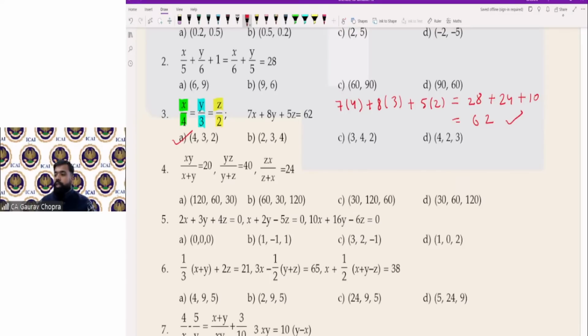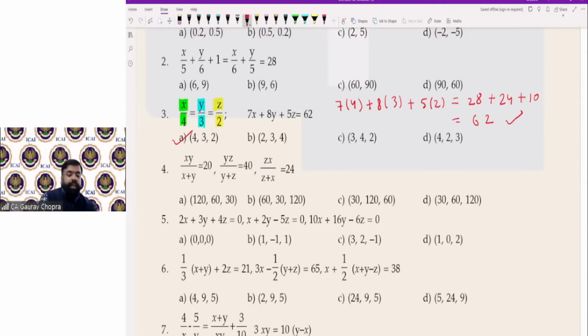Pooja is saying B. Yashas is saying D. Riddhi, D. So if you try B and D options in the first equation, the result will be the same because 60 and 30 both are interchangeable. So you have to verify the other equations as well.